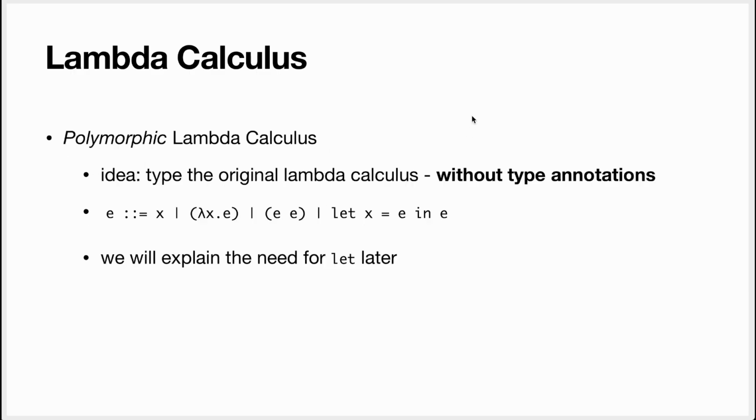Finally, the polymorphic lambda calculus. The idea is to take the original lambda calculus and to have types for that without the type annotations that the simply typed lambda calculus introduced. And so this is the normal lambda calculus. And then we also have this extra let statement. We will explain later why that is actually needed in the polymorphic lambda calculus.